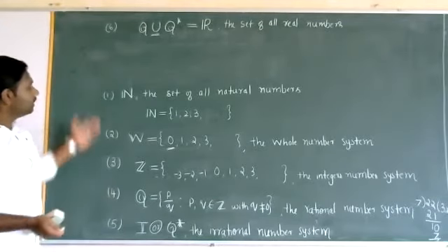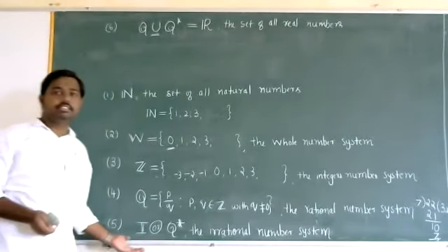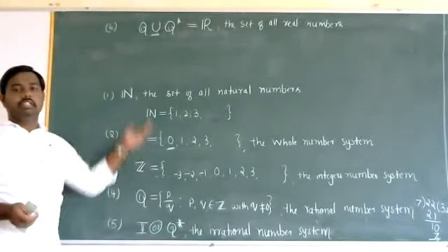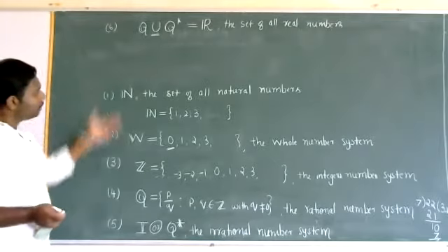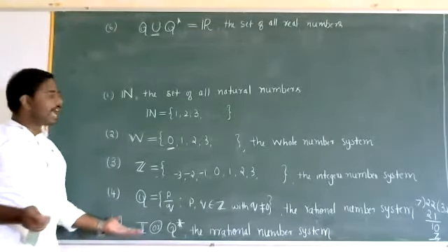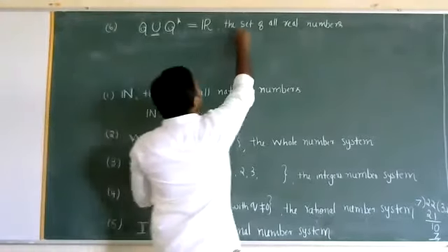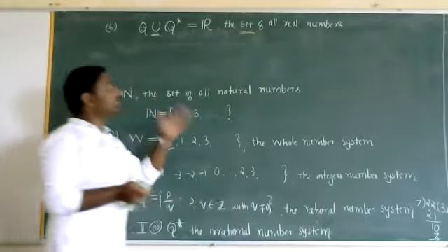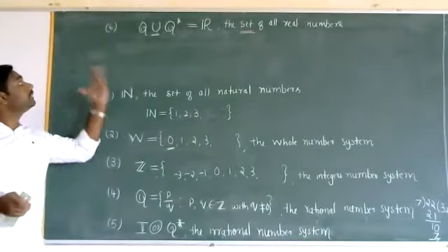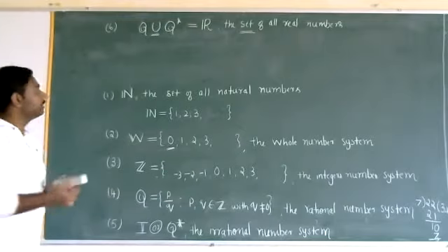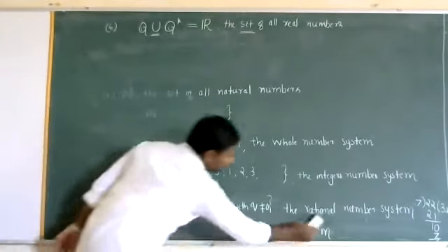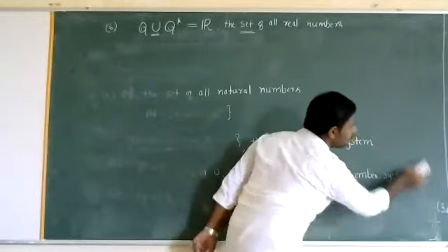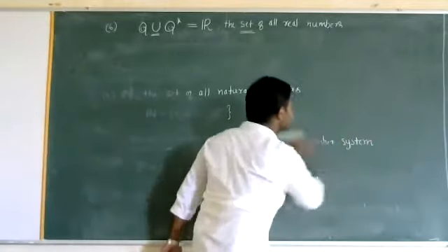So these are the well-known number systems which we deal with in the mathematics subject. As all these number systems are sets, we can define some operations on them. And we say that those are binary operations in mathematics.